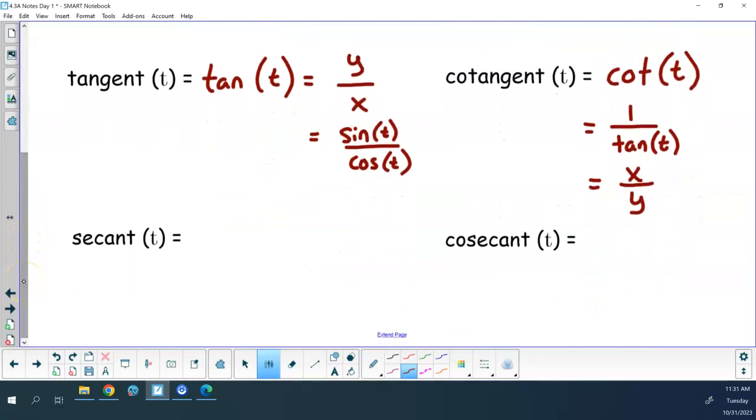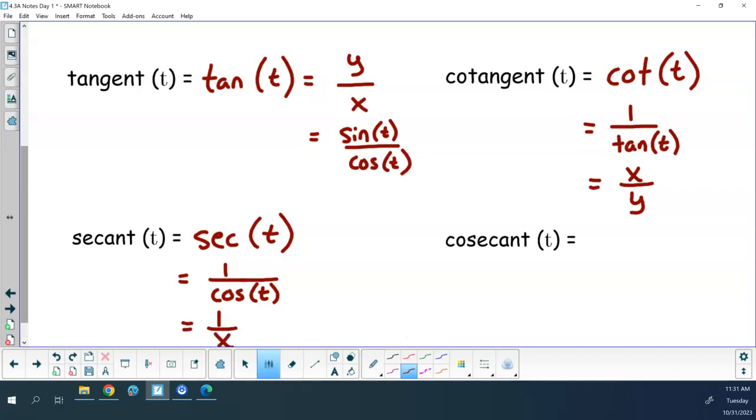Secant and cosecant are the other two. Remembering that everything needs a co, so secant, or sec of t, would be 1 over the cosine of t. So that means it would be 1 over x, because cosine already has a co. Sine doesn't have a co, so it gets cosecant. Cosecant is csc of t.